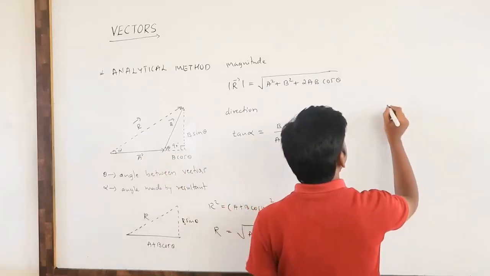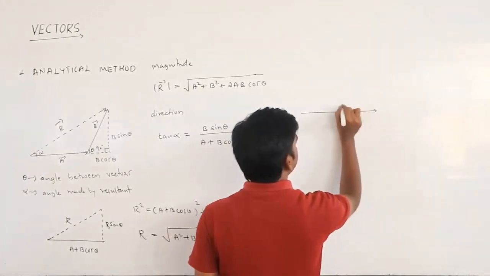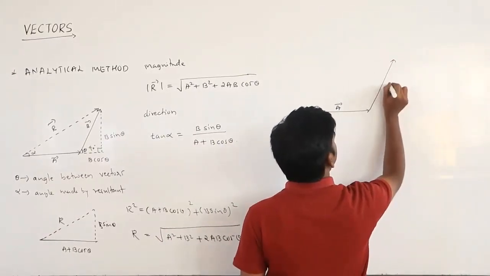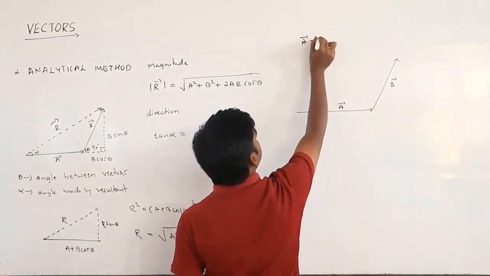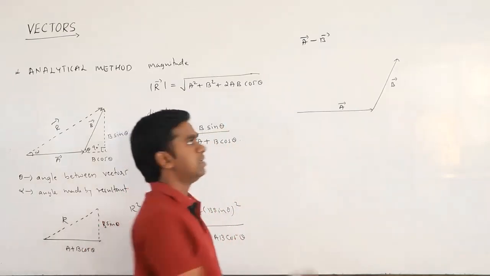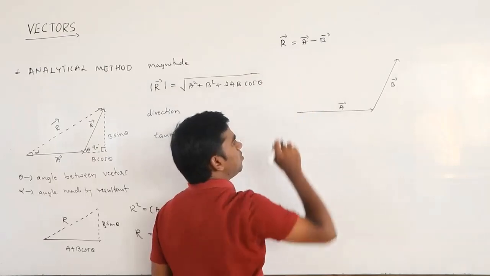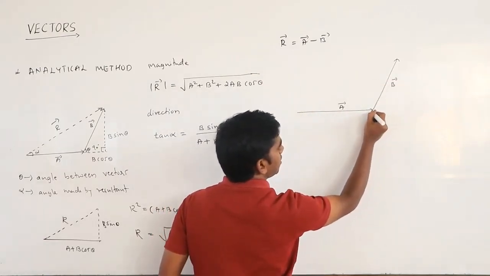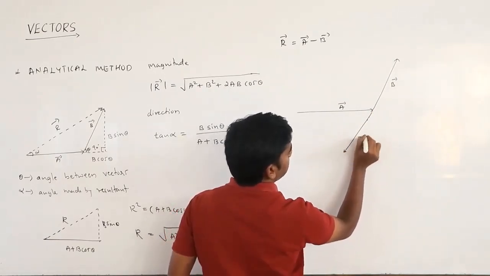Suppose this is the vector A. If this is the vector A, then vector B will be here. This is vector B. But for subtraction, what do you want? You want vector A minus vector B. You want the resultant of A minus B. So instead of B, you have to take minus B over here. So this is going to be minus B.